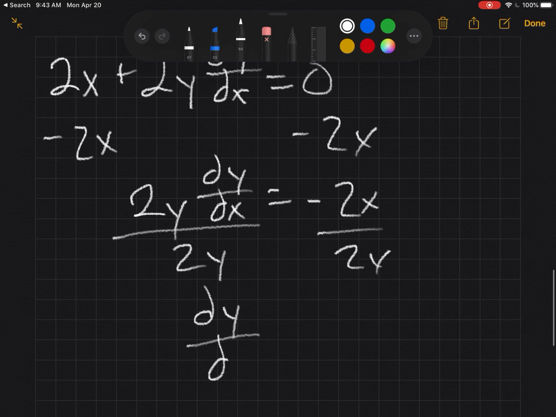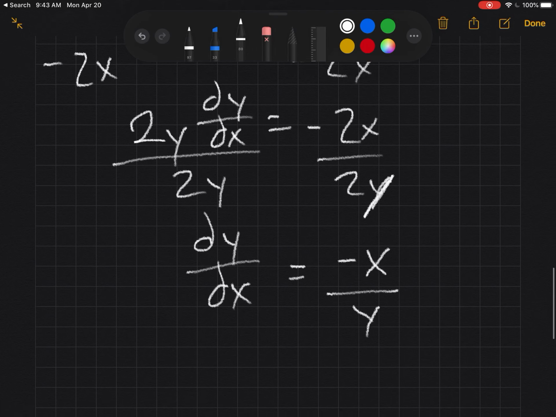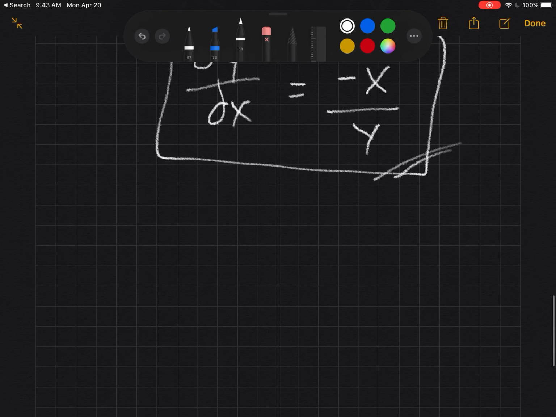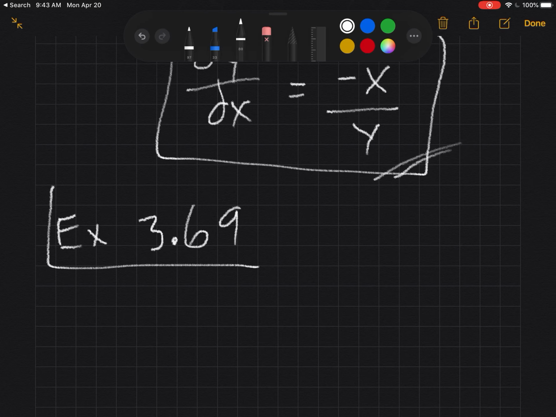2x plus 2y times the derivative of y with respect to x is equal to 0. So I subtract 2x from each side, and I have 2y dy dx is equal to negative 2x, and I divide each side by 2y, and I get dy dx is equal to negative x over y, and that would be my final answer.